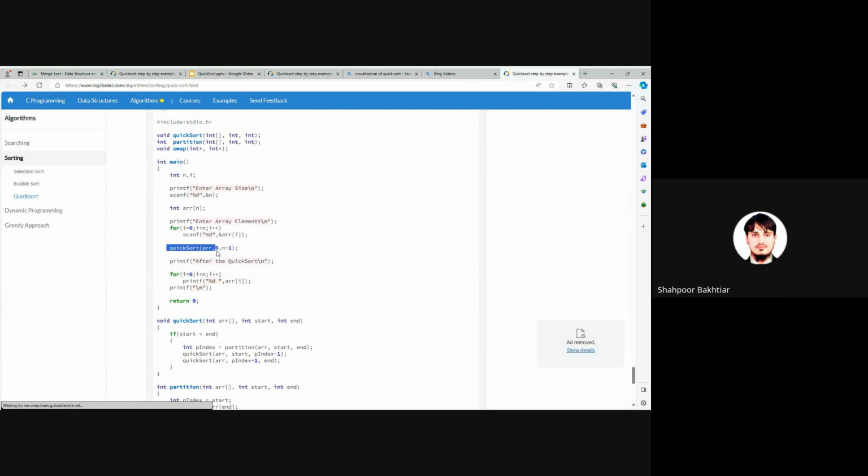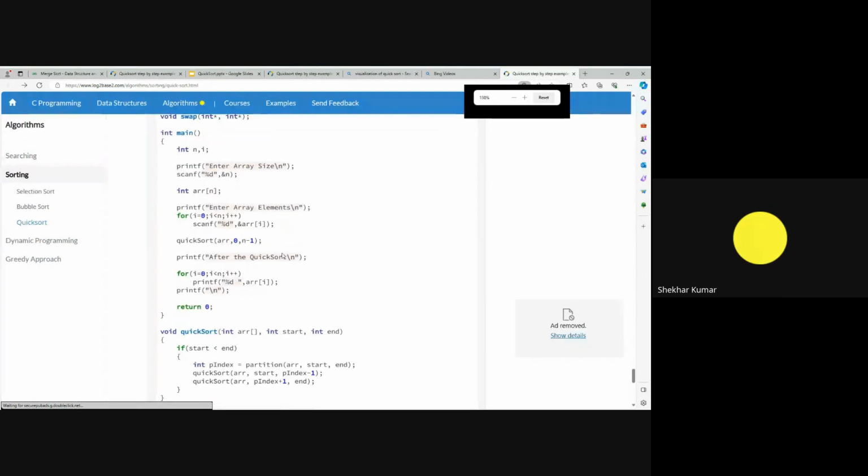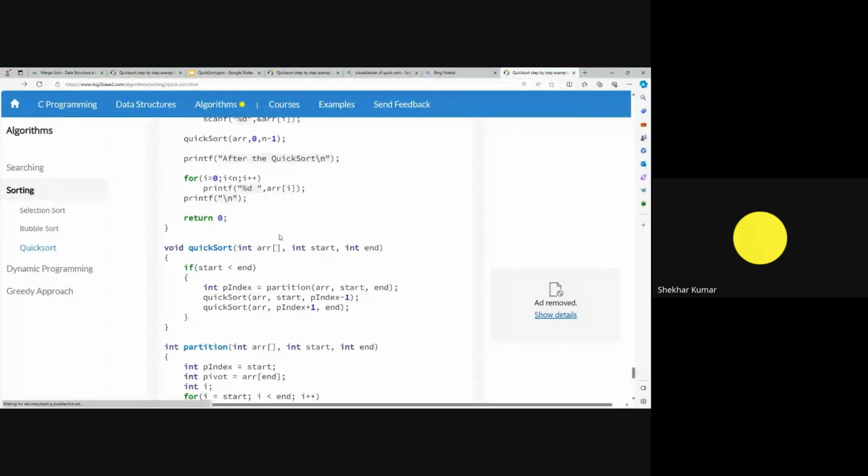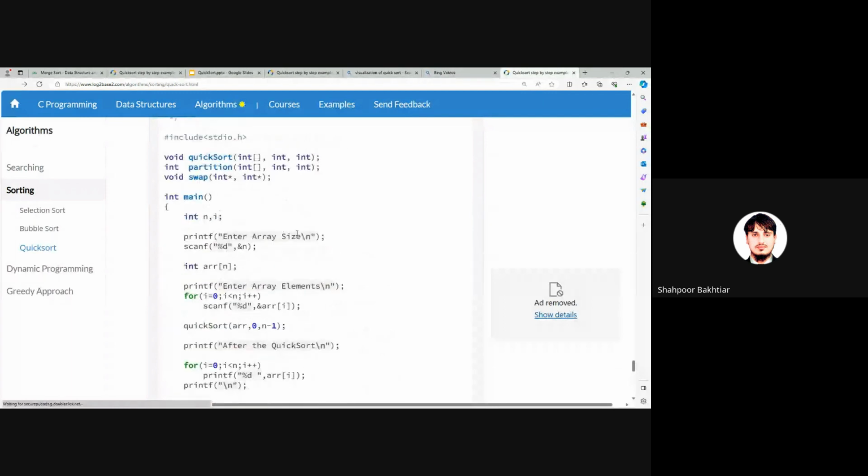Okay. Sir, could you please just zoom it? Okay, I'm zooming it. Now it is visible. Yes, sir, it is visible.